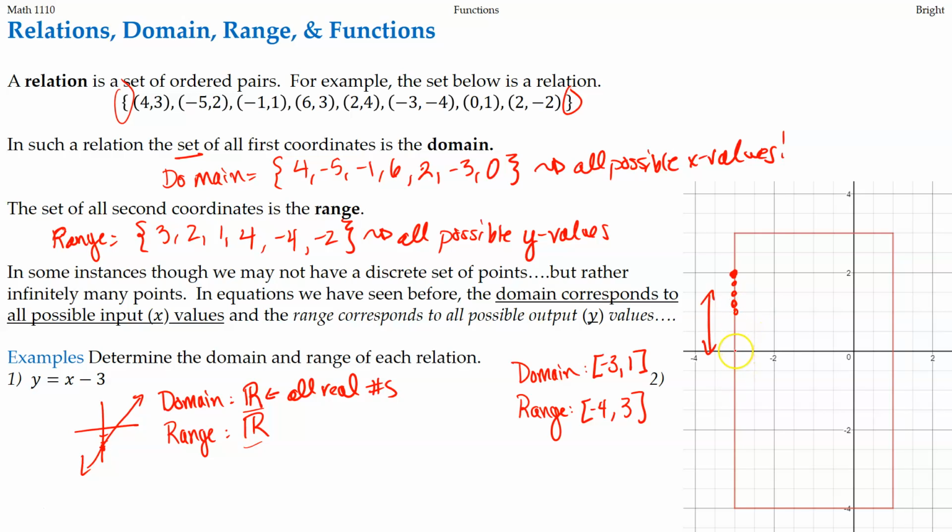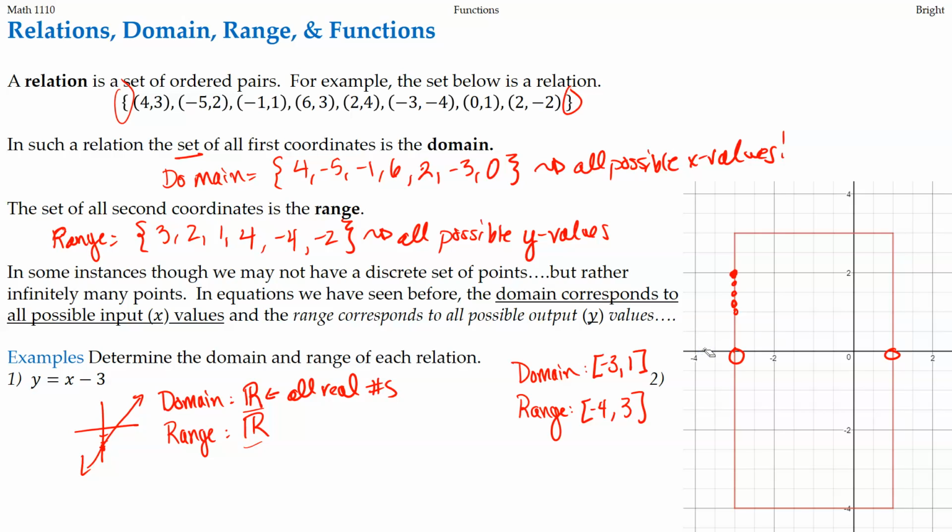If I had something like a hole, say at 0, I would have to stop this, and I would have to do something like -4 to 0, parentheses for excluded, and then union that or join that with the next interval from 0 to 3. Okay, something like that, if I had holes at a particular y value. We'll see some examples like that in our class time activities.